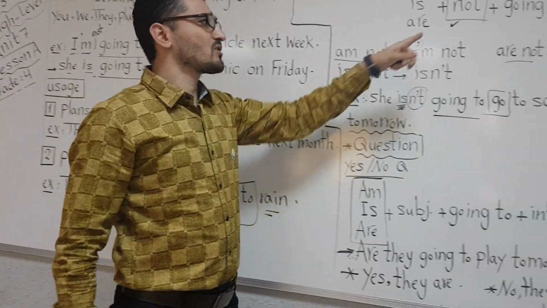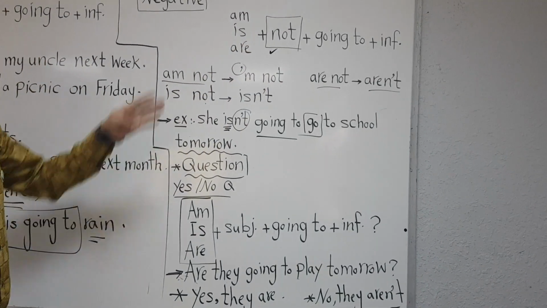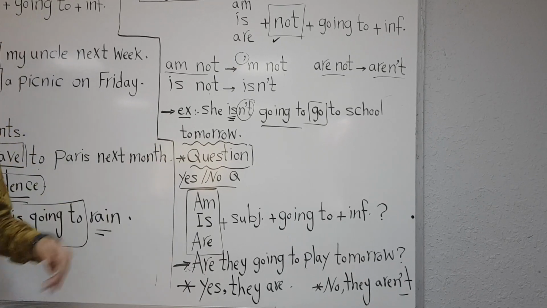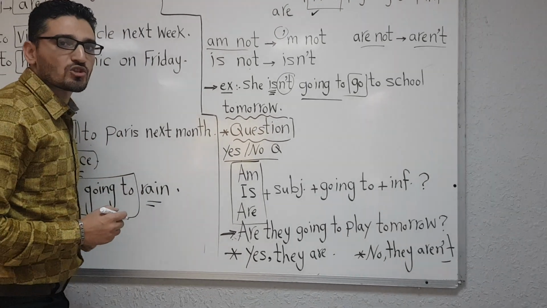So what we have to do is just put not after am, is, or are. And this is for the negative form. Now the question form. As we know, we have two kinds of questions: yes or no questions and WH questions.